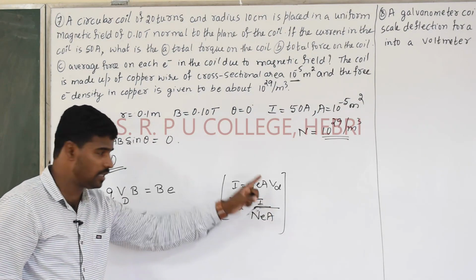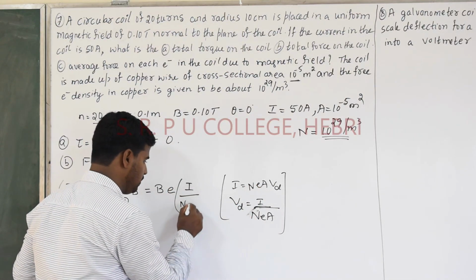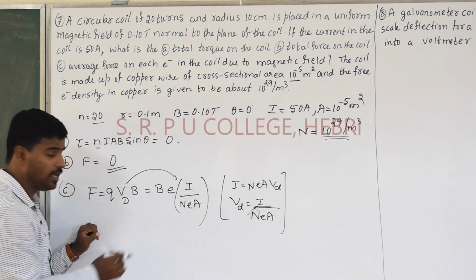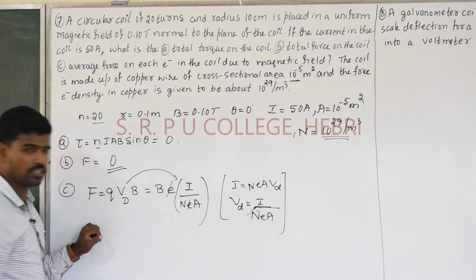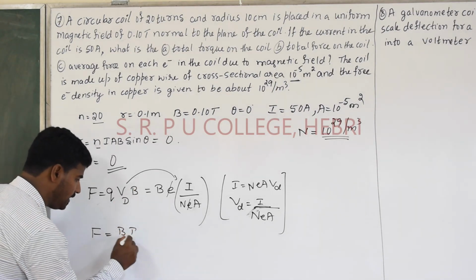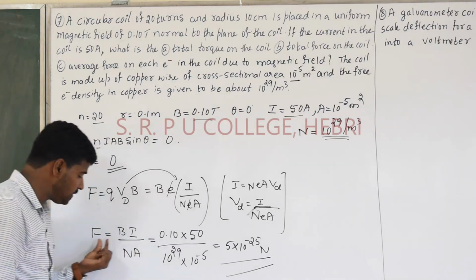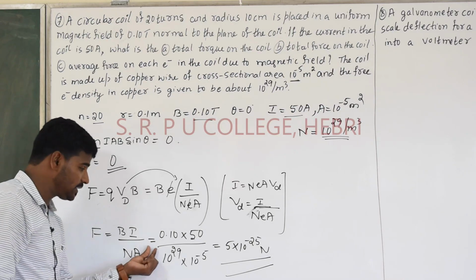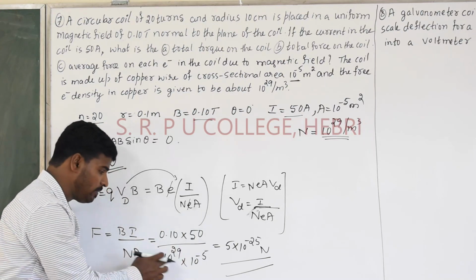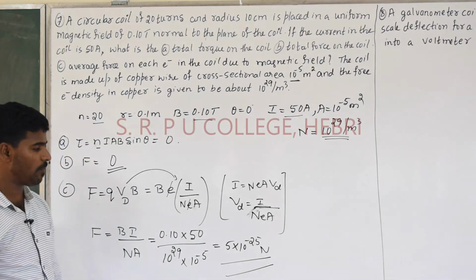Current electricity chapter ಅಲ್ಲಿ ಆಗಿದೆ. In that VD is equal to, by rearranging the equation, yes, what is the term? I divided by NEA. VD ಪ್ಲೇಸ್ ಅಲ್ಲಿ ಏನು ಬರೀತೀರಿ ಕೇಳಿದ್ರೆ ಇಷ್ಟು ಟರ್ಮ್ ಅನ್ನ ಬರೆದ್ರಿ. In that the term E gets cancelled out. Therefore, force on the electron F is equal to B times of I divided by n times of A. In that is it. By simplifying this, F is equal to B times of I divided by NA is equal to B will be 0.10 times of I will be 50 divided by N will be 10 raised to the power 29. A will be 10 raised to the power minus 5. That is equal to 5 into 10 raised to the power minus 25 Newton.